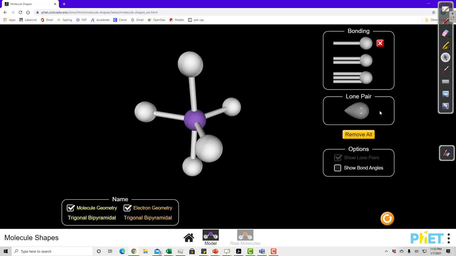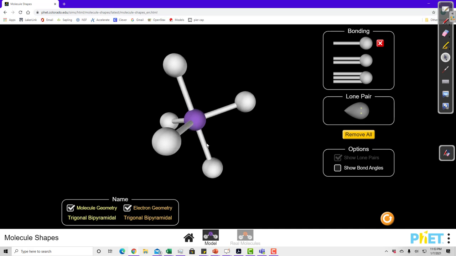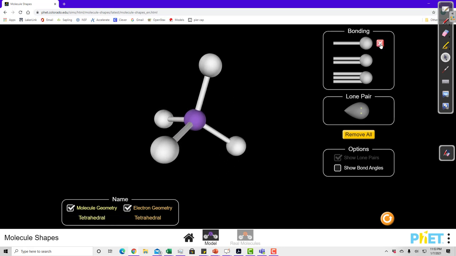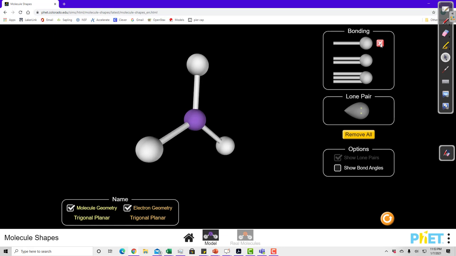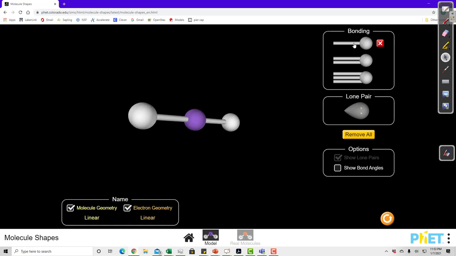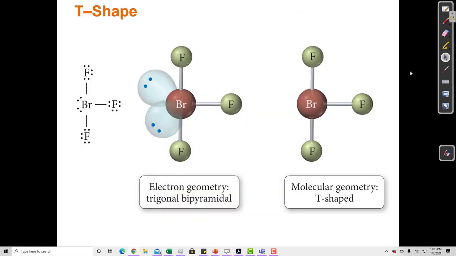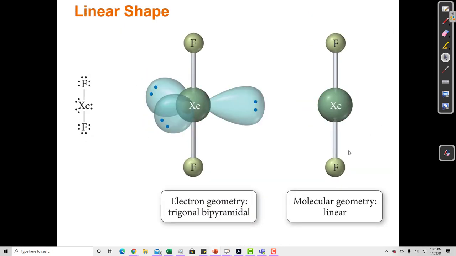I remove the lone pair, and then those bonds come forward to occupy the space where the lone pair was. They want to spread out. I remove another bond, they spread out even more. I remove another bond, they spread out even more. Here is that linear shape.